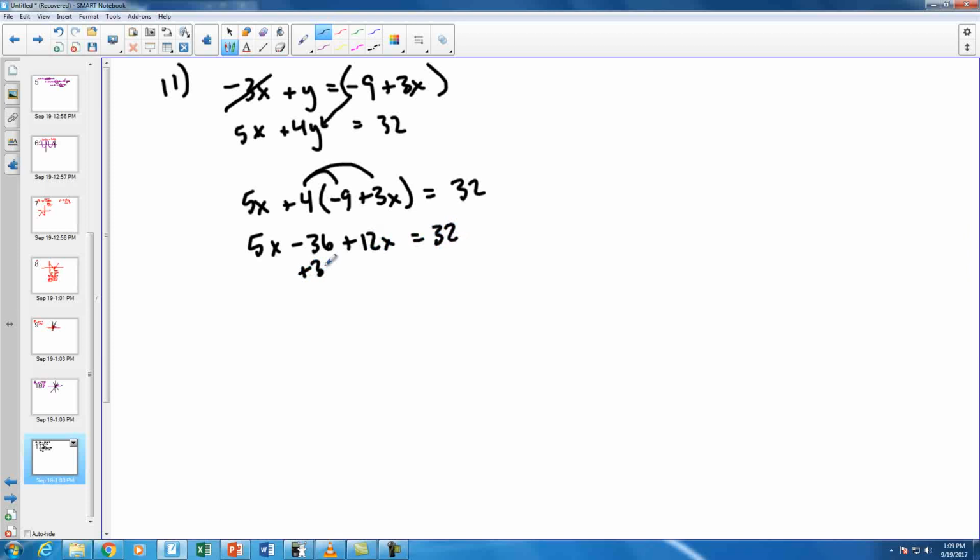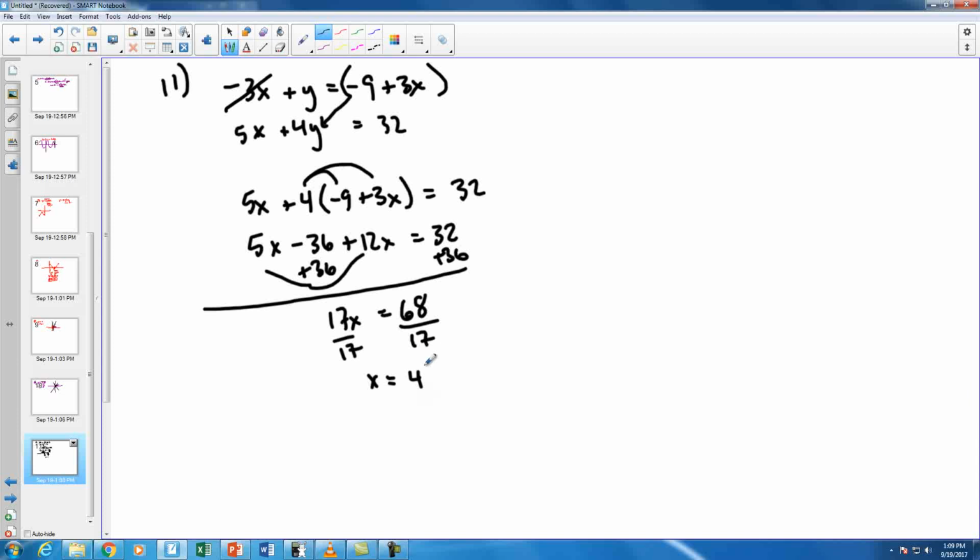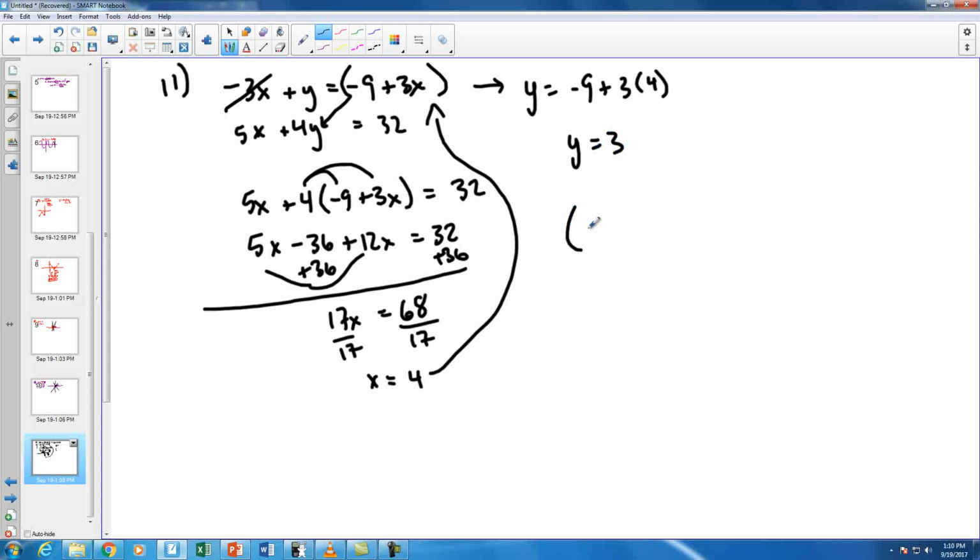If I add 36, and I combine these two, I'll get 17x equals 68. And if you divide by 17, x is equal to 4. Now to find my y, I need to plug this in up there, because I know that y equals negative 9 plus 3 times x, which is 4. 3 times 4 is 12. Negative 9 plus 12, y equals 3. So my answer would be 4, 3.